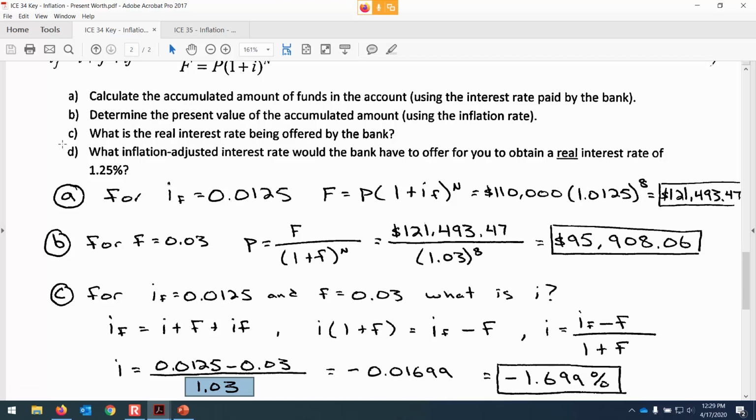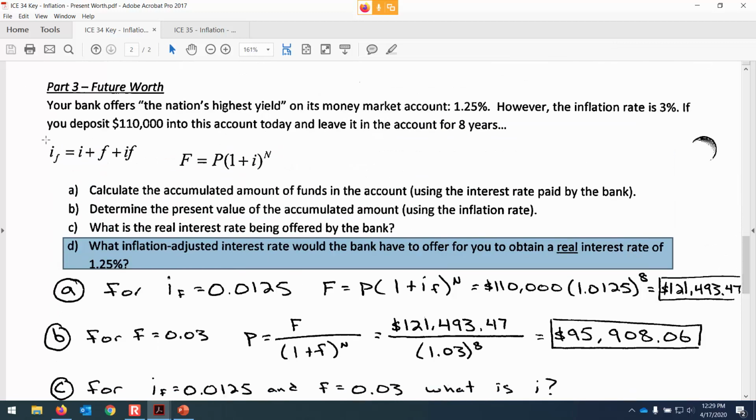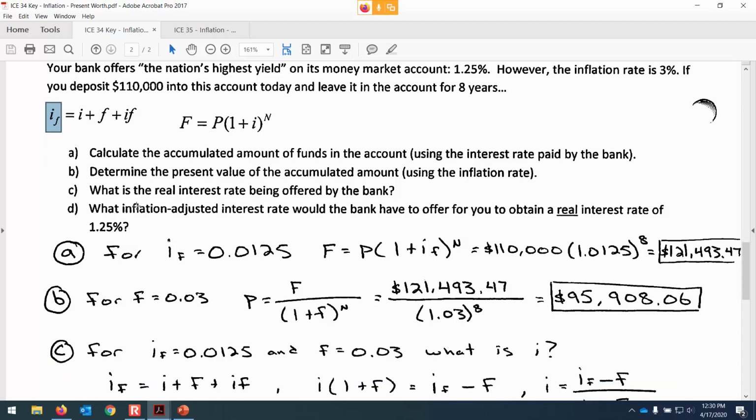All right, now the fourth question was asking, what is the inflation adjusted interest rate the bank would have to pay you if you wanted a real interest rate of 1.25%? So this time we're solving for I sub f. In this formula, part D is saying if you want your real interest rate I to be 1.25%, then how much do you have to earn from the bank? So solve for I sub f if I is 1.25%.